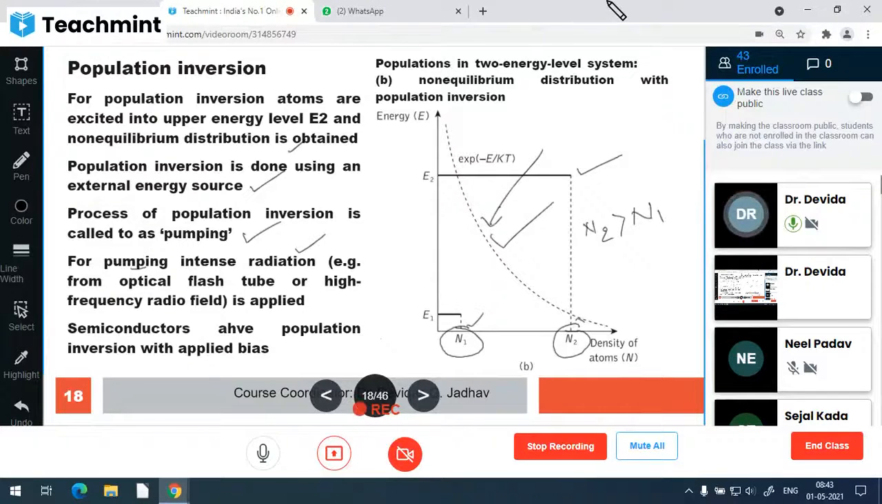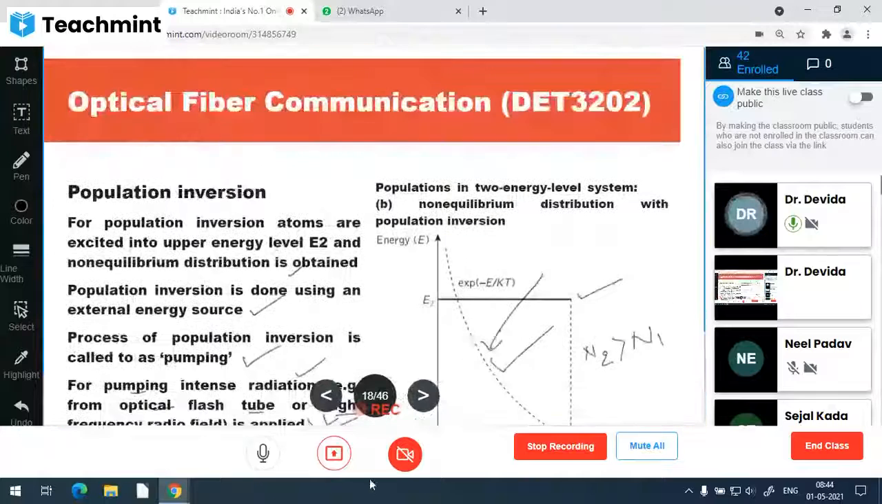Pumping can be done by radiation from an optical flash tube or high frequency radio. With the help of these, pumping is possible. But in semiconductors, we have population inversion with the applied bias. In a semiconductor, a bias voltage is applied and it will make the population inverse. As soon as we connect the power supply to the laser, there is a population inversion in the crystal.